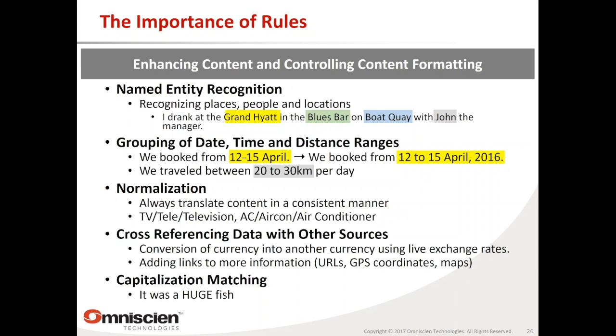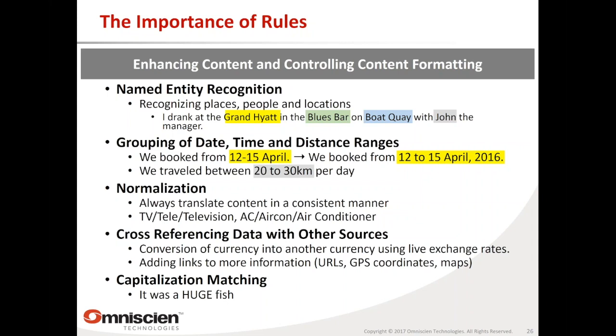Okay. We can do things like named entity recognition. So Grand Hyatt, the Blues Bar, Boat Key, and John all get detected, and you can mark those up as do not translate automatically so that things are handled properly. Otherwise, the engine might not know Blues Bar, but it knows the words blues and bar, so it will try and translate it.